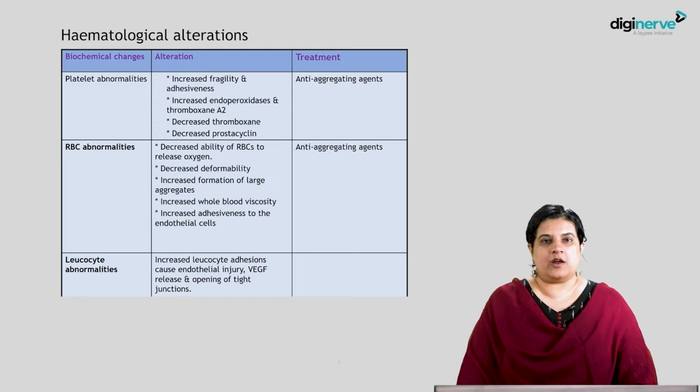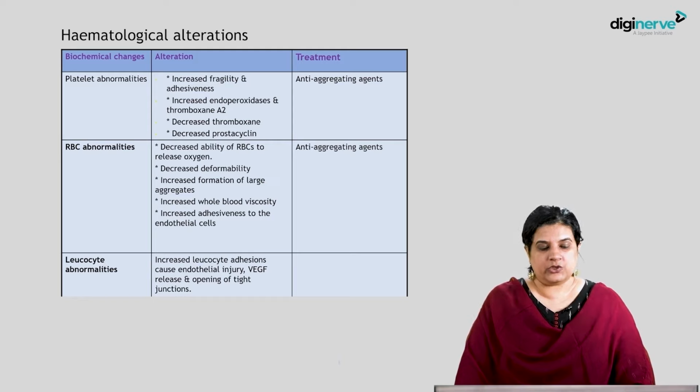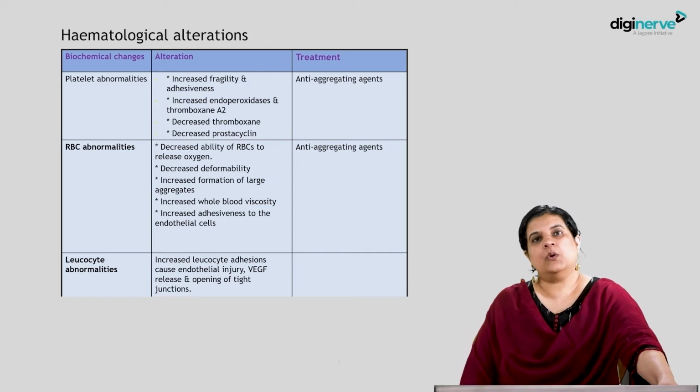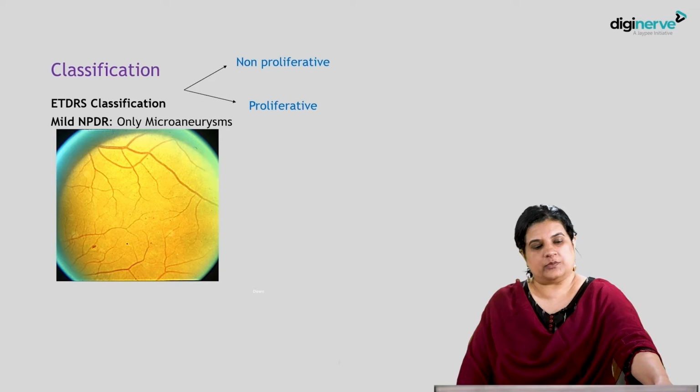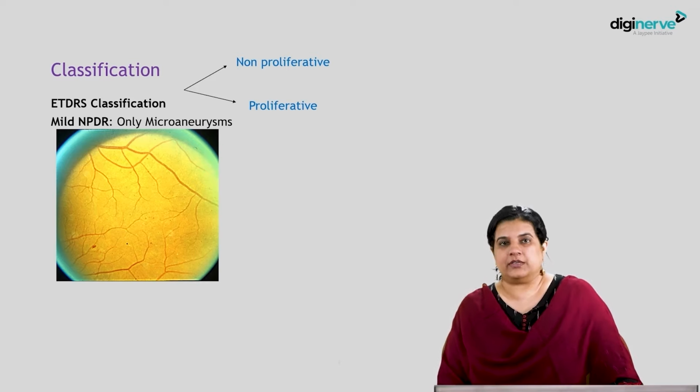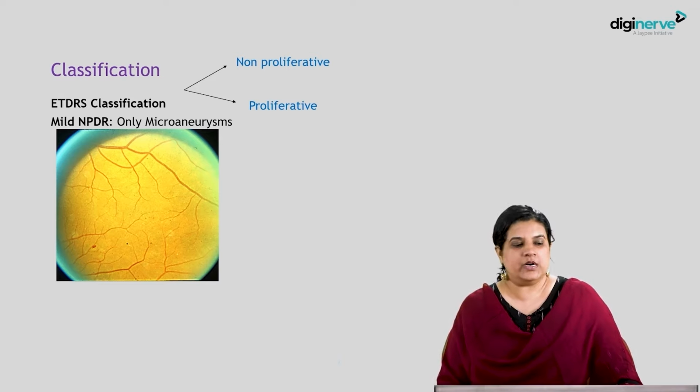In addition to RBCs, leukocytes would also have certain abnormalities. There would be increased leukocyte adhesions, which would again cause endothelial injury. VEGF release would be there, and there would be opening up of tight junctions, which eventually would result in increased exudation.